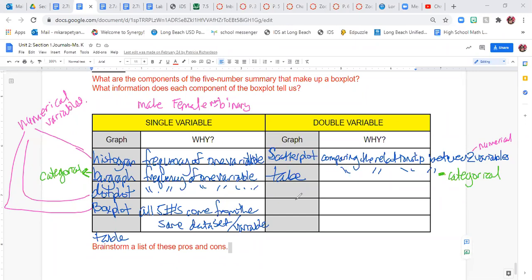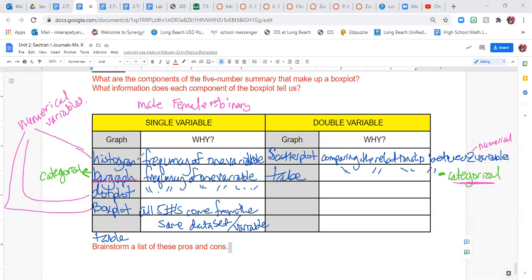So you have to know if you have a categorical or numerical variable and what kind of visual representations are meant for numerical versus categorical. Notice categorical is very limited, right? You have a bar graph and you have a table, like a frequency table. That's it for categorical. So you have to be very careful.